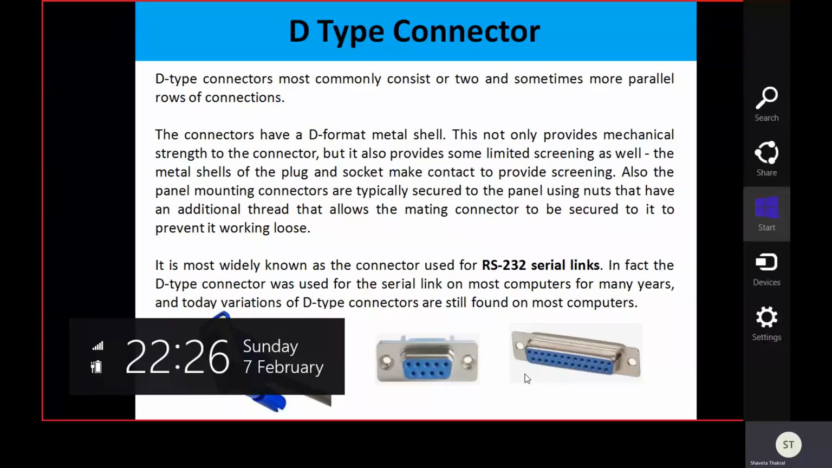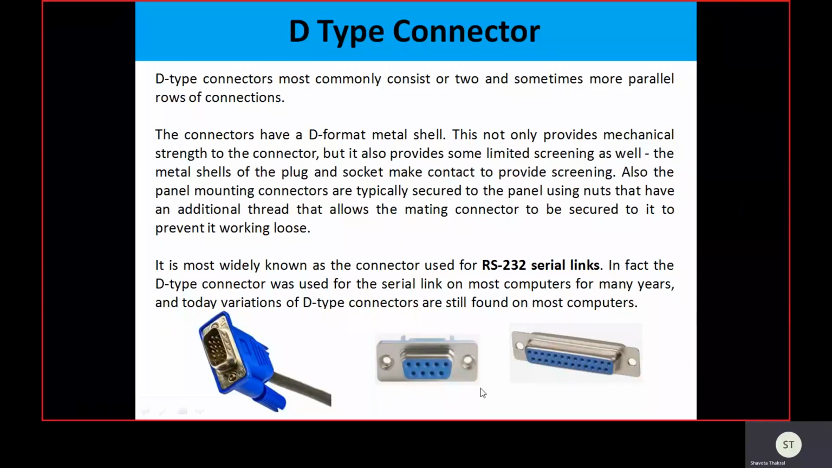And here we can see the D-type connector can be a DB9 connector or a DB25 connector. If 9 slots are there, 5 on one side and 4 on the other side, that makes a DB9 connector. And if we see a total of 25 slots, 13 on one side and 12 on the other side, that is the DB25 connector. Basically, D-type connectors are used for serial interfacing, that is RS-232 serial link connections.